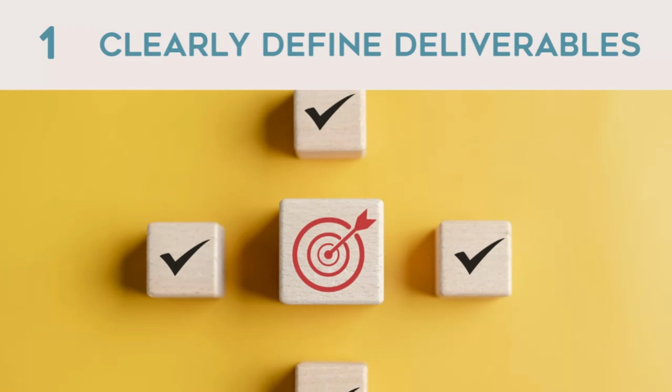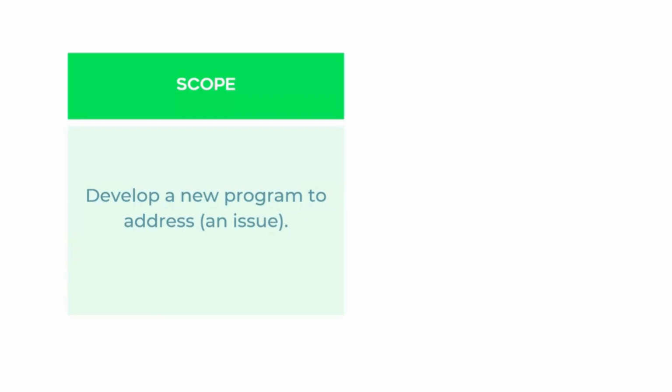Project deliverables are the concrete, tangible things we are creating during a project. Let's say we have a scope to develop a new program to address some particular issue that's affecting our users. Many people would say, well, it lays out our deliverable, right? It's the new program. But what does developing a new program mean for this project? What are we actually going to deliver during and at the end of this project?